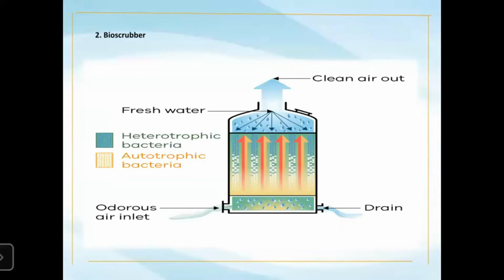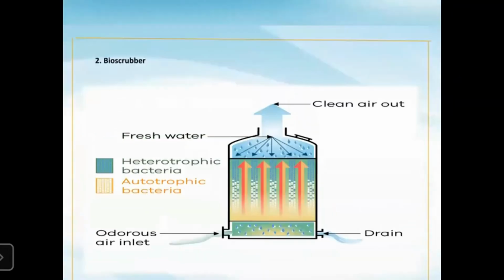A bioscrubber consists of a gas scrubber and a biological reactor. In the gas scrubber, the components to be removed are absorbed from the gas stream by the wash water. In the biological reactor, the pollutants that have been absorbed by the wash water are biologically degraded. As we can see, the blue dots indicate heterotrophic bacteria, and autotrophic bacteria are the orange dots. Here the odorous air inlet is present and the drainage system is also clearly visible.